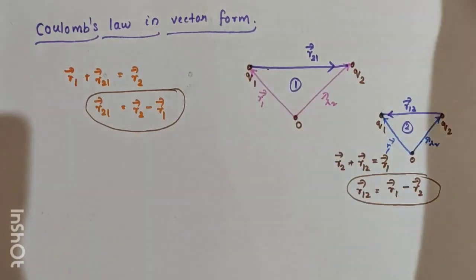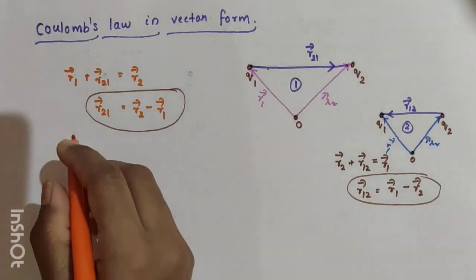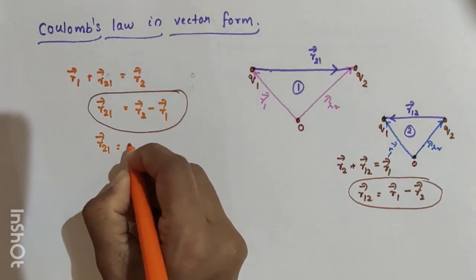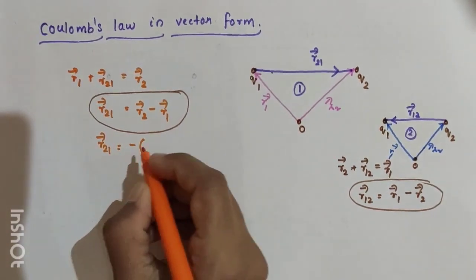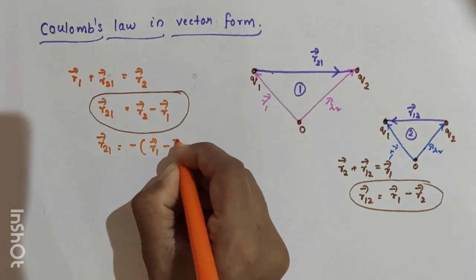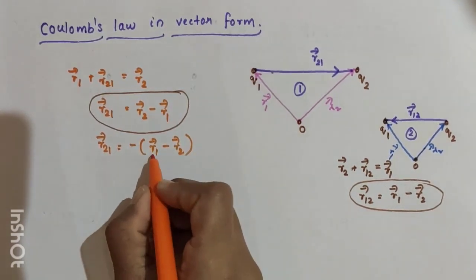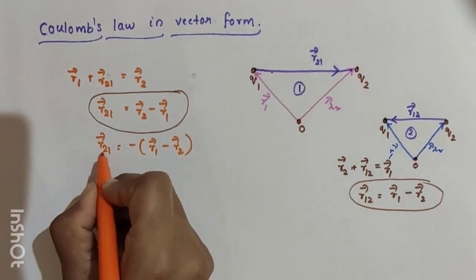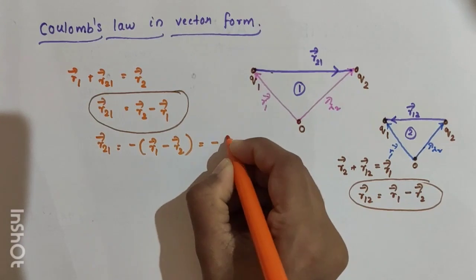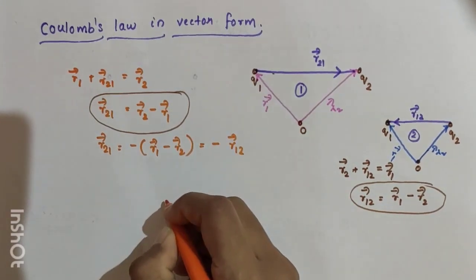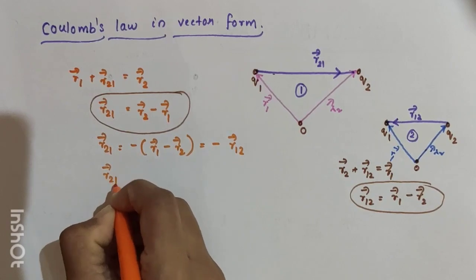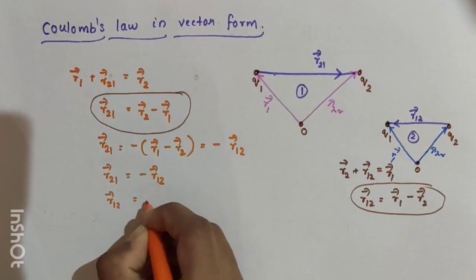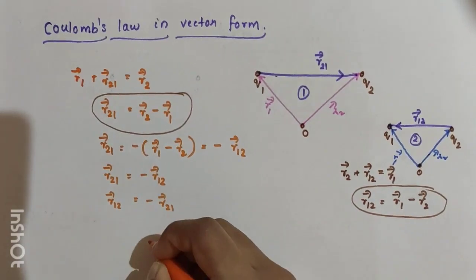Now consider this expression, and I am taking a negative sign outside. So vector R21 is equal to minus of vector R1 minus vector R2. What is this vector R1 minus vector R2? This is actually vector R12. So we can write vector R21 is equal to minus vector R12, or you can write vector R12 is equal to minus vector R21.